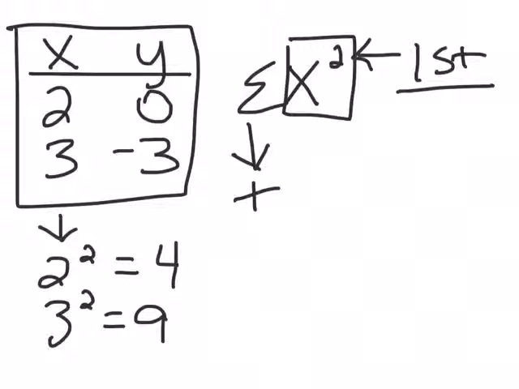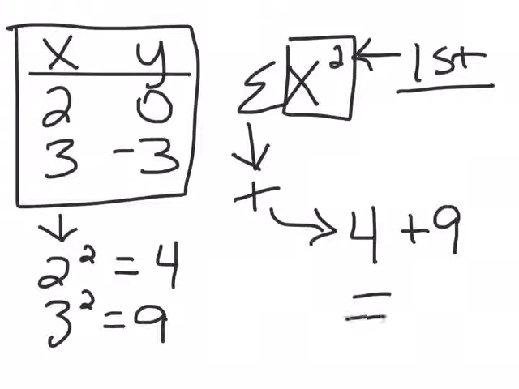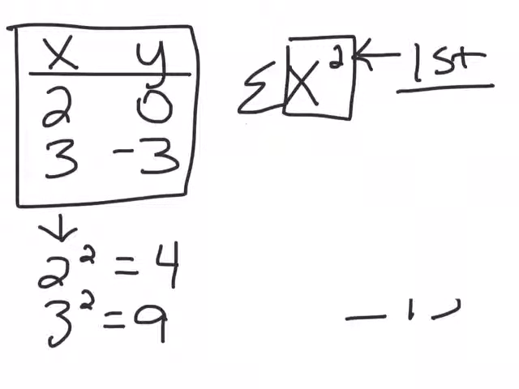Now we've dealt with our exponents. Now we can actually deal with our addition and take care of the second portion. We have 4 plus 9, so our final answer should equal 13. It's just a matter of using those order of operations. Exponents come before addition. So let's erase this and we'll see what we can come up with next.